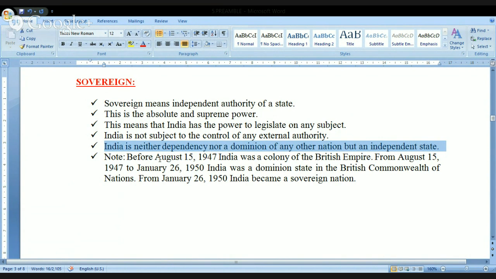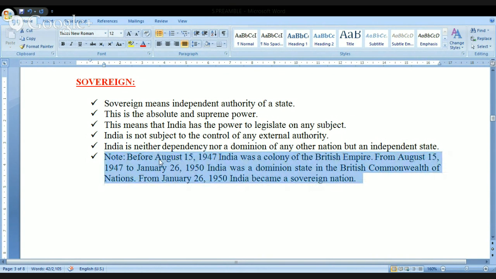Now look at this. I have given a note here. Before August 15th, 1947, India was a colony of the British Empire. From August 15th, 1947 to January 26th, 1950, India was a dominion state in the British Commonwealth of Nations.